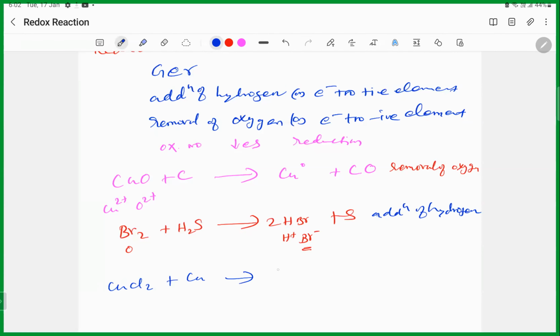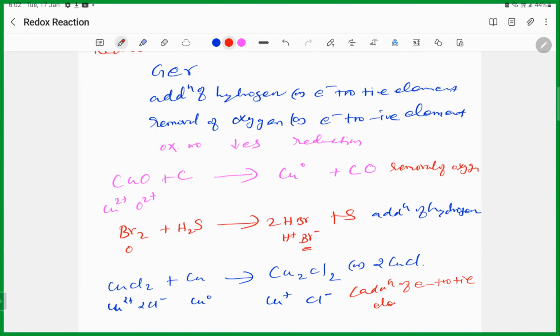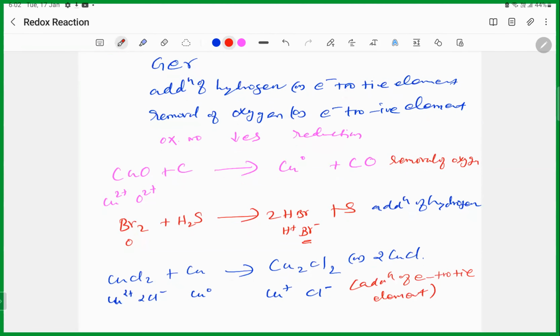And then one more example, take copper chloride plus copper. It becomes cuprous chloride. Here Cu2+ and 2Cl- and copper 0. Cu2+ becomes Cu+, and 2Cl- becomes Cl-, or otherwise 2CuCl. So addition of electropositive element also decreases the oxidation number.